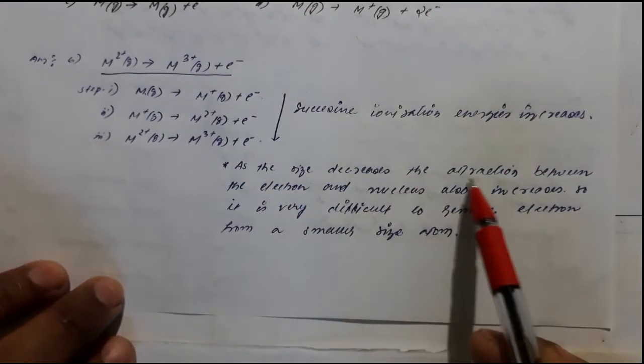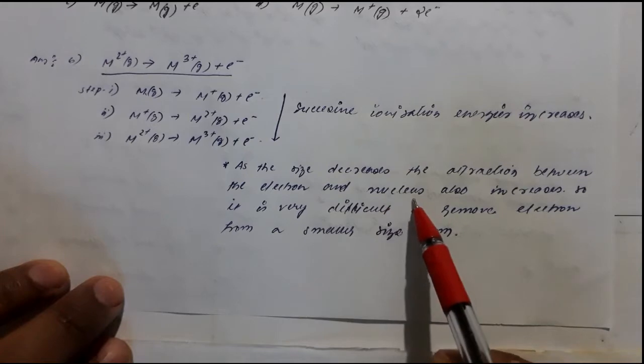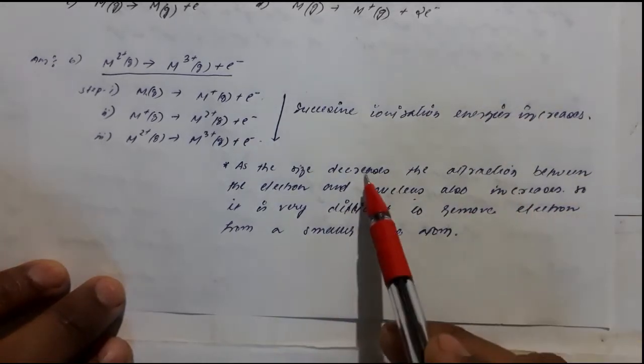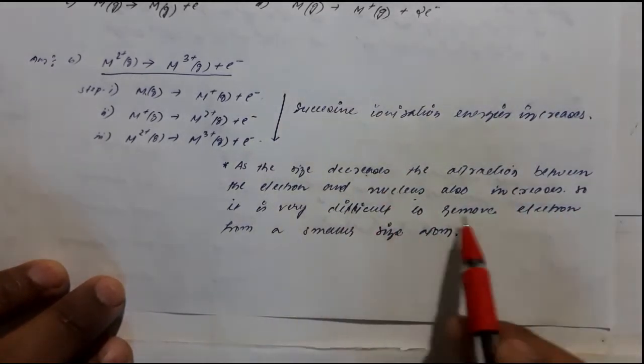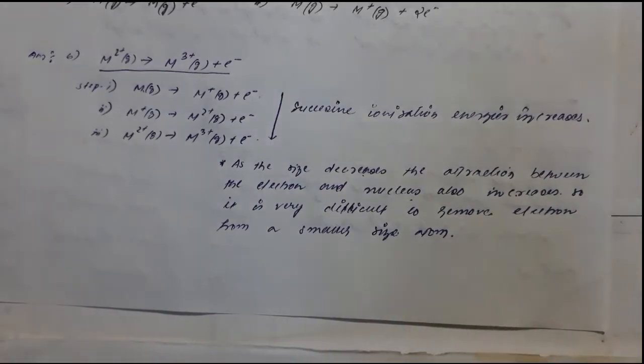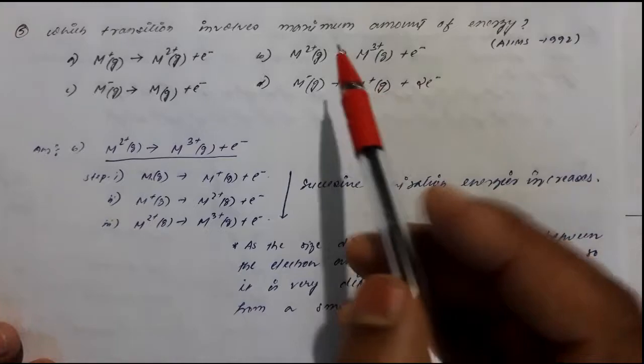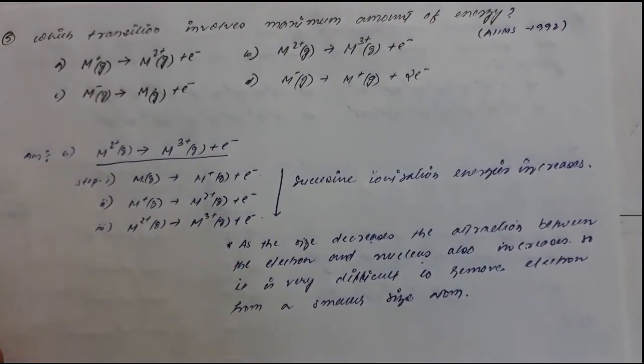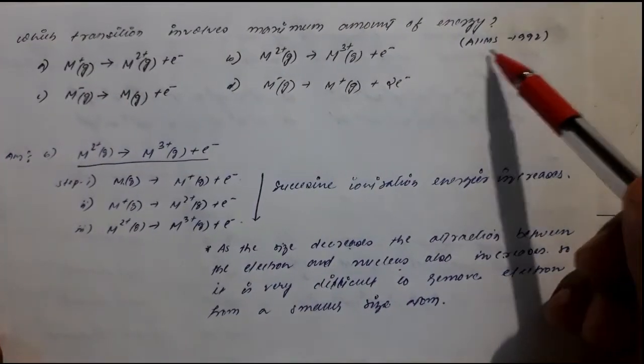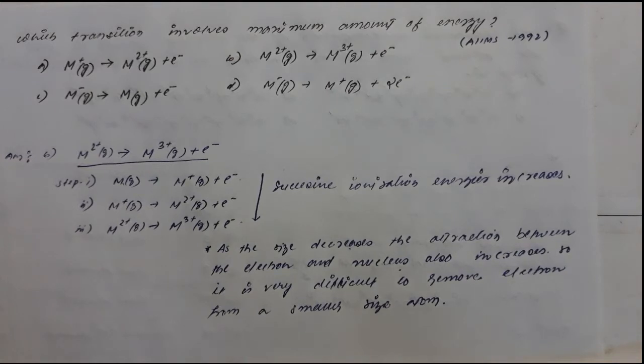And this is the concept, guys. As the size decreases, the attraction between the electron and nucleus increases. So it is very difficult to remove an electron from a smaller size. This is the main concept we have to know. Interestingly, the same question has been asked in numbers of examinations. I have sent it, look at this, it was asked in AIIMS 1992 also. Guys, this is an interesting question.